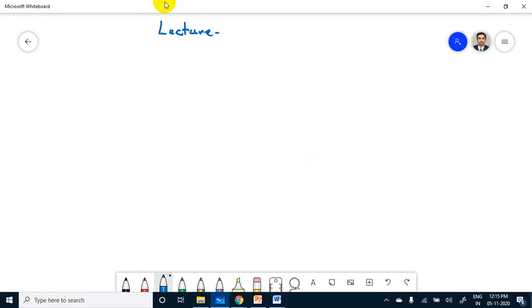Lecture number 31. The Fourier series of x of n is x of k, and the Fourier series of y of n is y of k. And here both the signals have the same fundamental frequency or fundamental period. Both x of n and y of n are periodic signals with the same fundamental period.